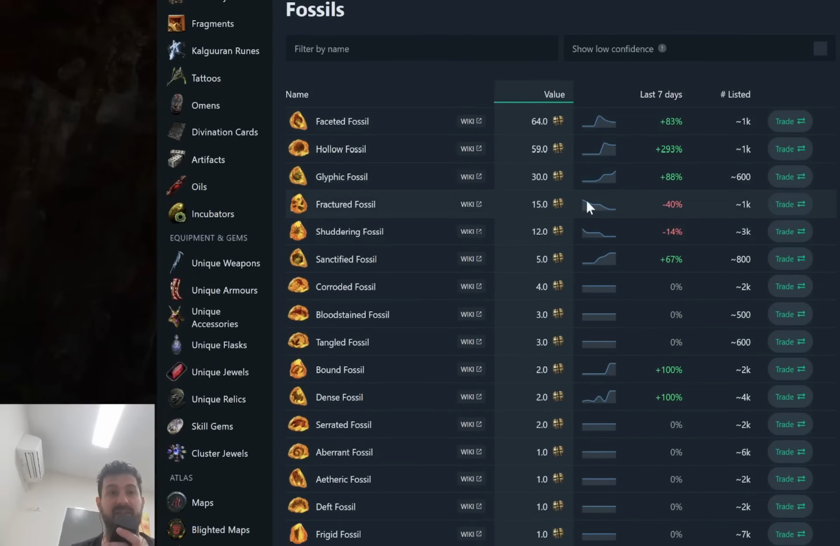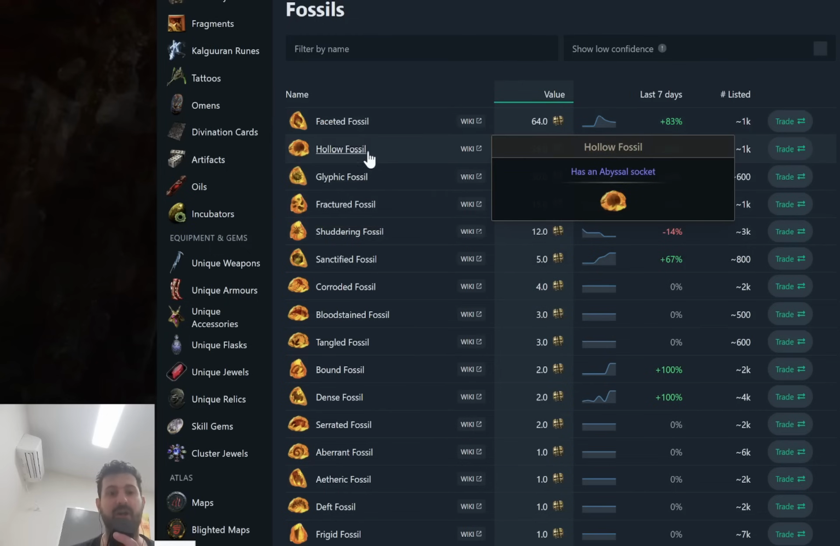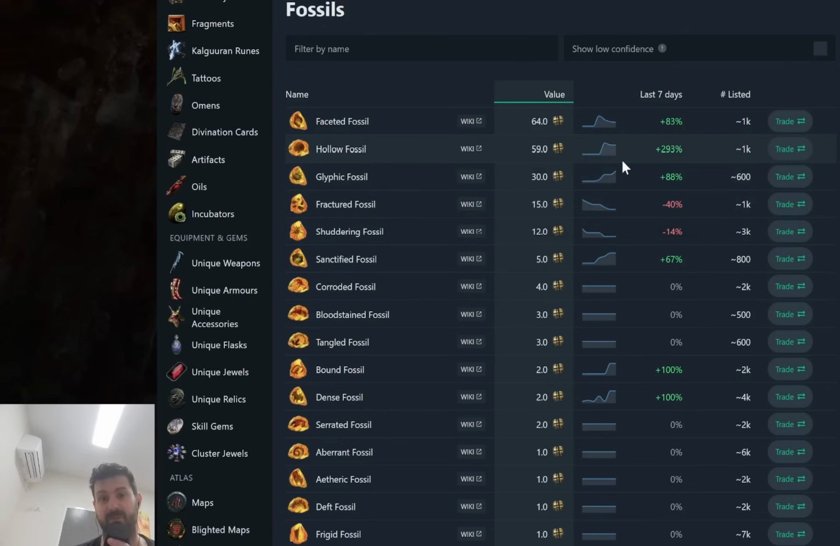So what we can currently see in the market is there has been a huge increase in faceted fossils. These drop organics in Delve, so the magma chamber nodes. Hollow fossils as well off the crystal spires went up pretty significantly. They actually peaked at about 1 div per fossil for some odd reason and then went down to about 80C.